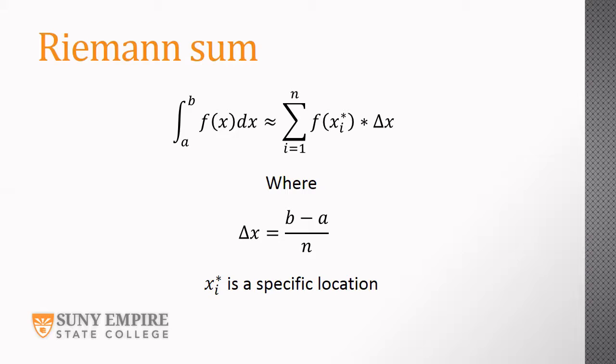The x sub i star is some prescribed value in each region. In the example we considered earlier, we use the left endpoint as the value for which we find the function value. Let's see one more example using Riemann sums to find an approximation for an integral.